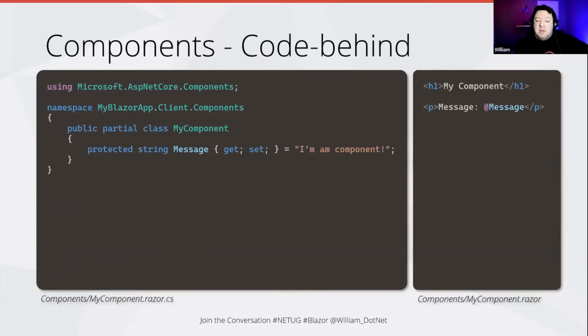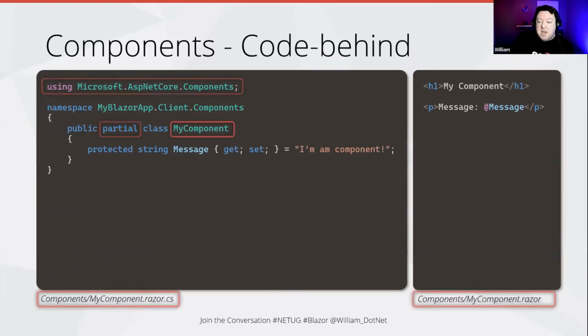Now, some people like to take their code and split the view and the code from each other. You can do that, and it's called code behind. Very important, you always have to add a using statement for bringing in the ASP.NET Core Components namespace and make our class a partial class. It's important to have the class name the same as the file, the .razor file and the .razor.cs file. It'll take the view and the code behind and stitch it all together, and you can reuse a component. I don't always find it too useful to go down this code behind path.